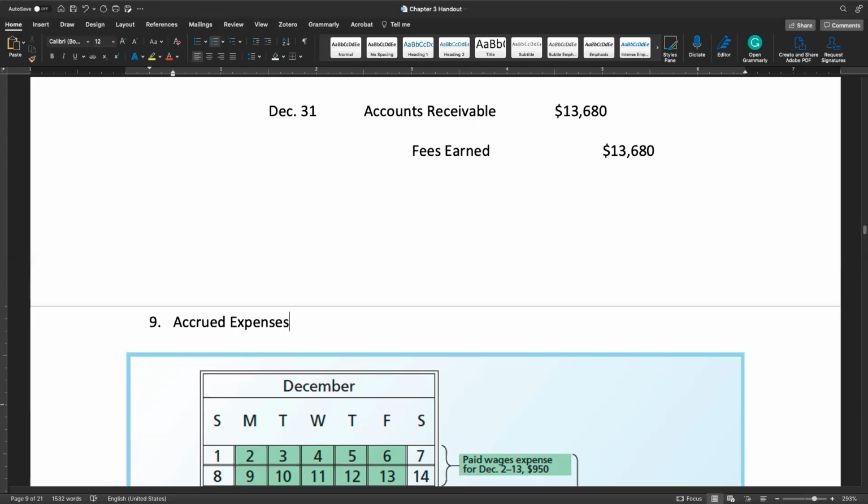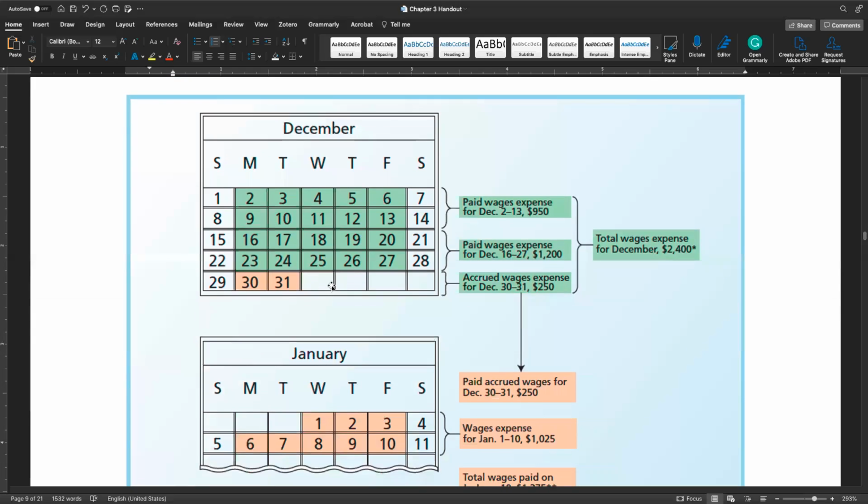Up on our screen, we have a company that pays its employees every 2 weeks for what they've earned those previous 2 weeks. So 2nd through the 13th of December, they pay them on the 13th. 16th through the 27th, they pay them on the 27th. But December 30th through January 10th, it doesn't get paid until January 10th. Because these 2 days are part of the accounting cycle for the year before, we have to show the wages our employees are going to earn on those 2 days.